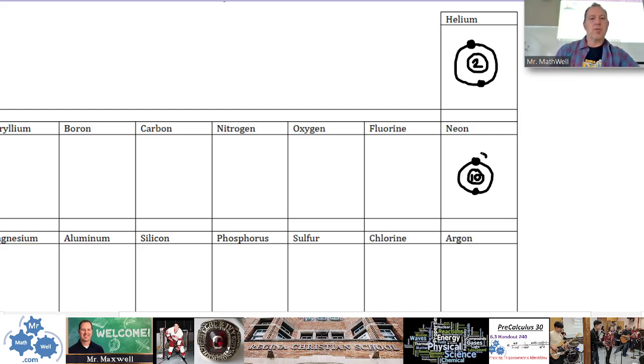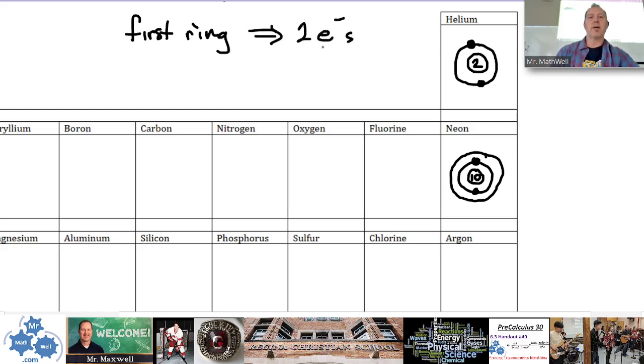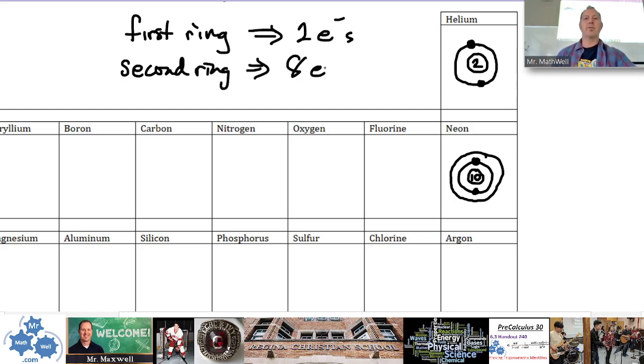So then the next ring, guess what? The next ring can fit 8. You might want to write this down. First ring around the nucleus, 2 electrons. And that's my little symbol for electrons. If you're in my science class again, you'll see me write electrons like this: e with a little negative exponent and an s. The second ring can have 8 electrons. There's just a little more space on that ring.